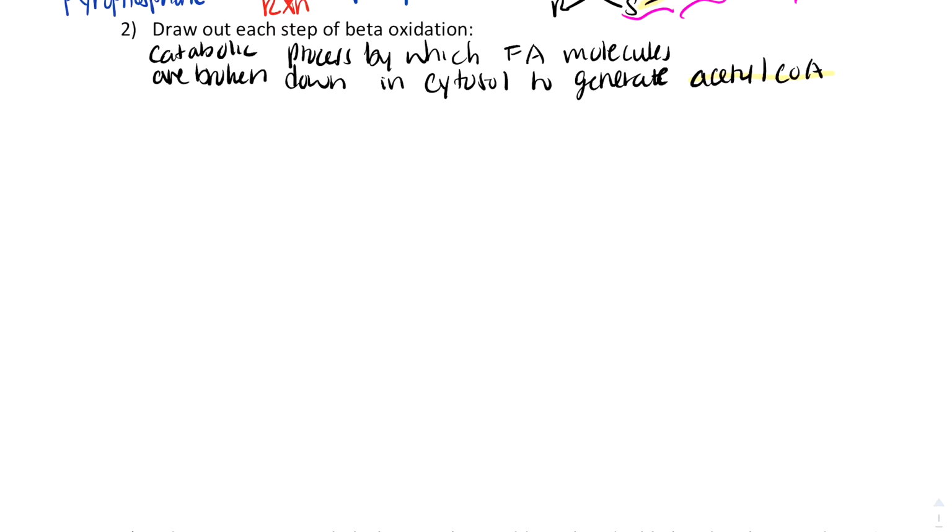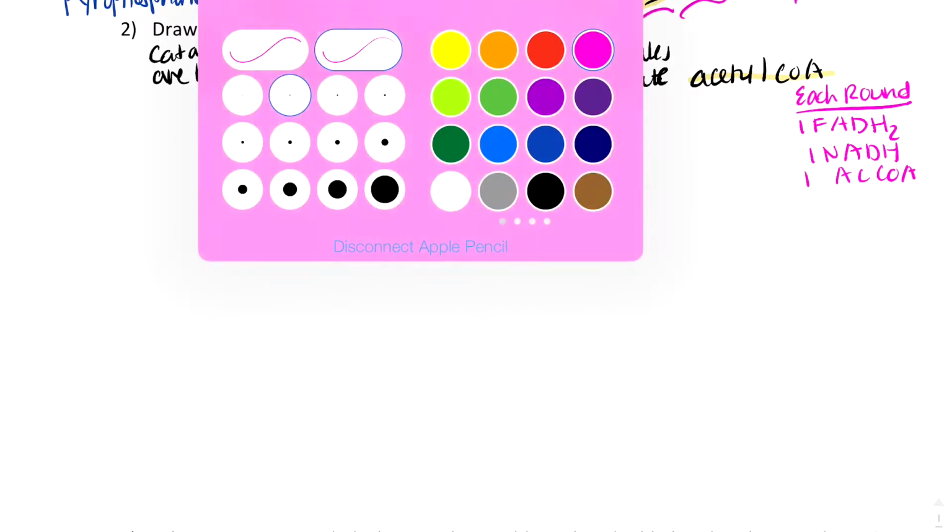And so for every round of beta oxidation, I'm just going to put this in the corner. Each round, through this entire process that we'll go over, you produce one FADH2, one NADH, and one CoA.